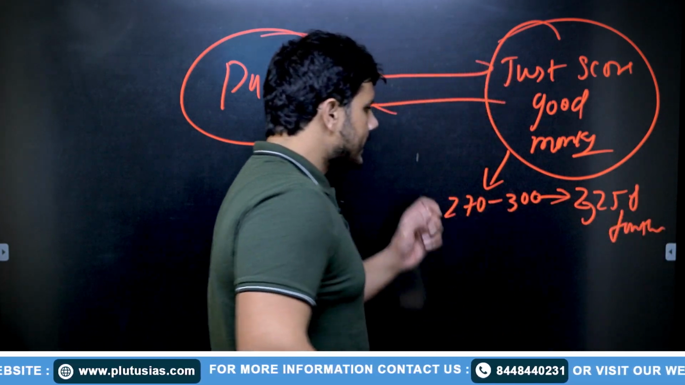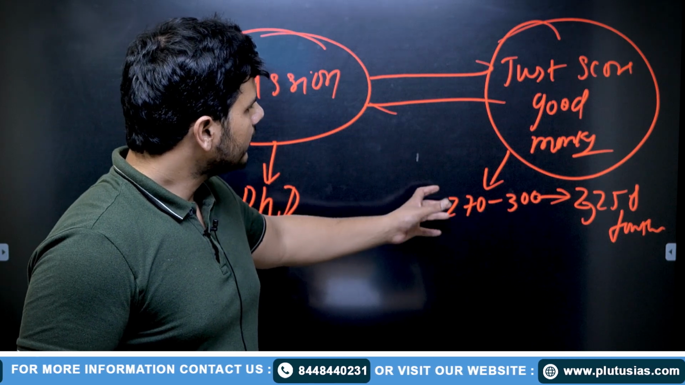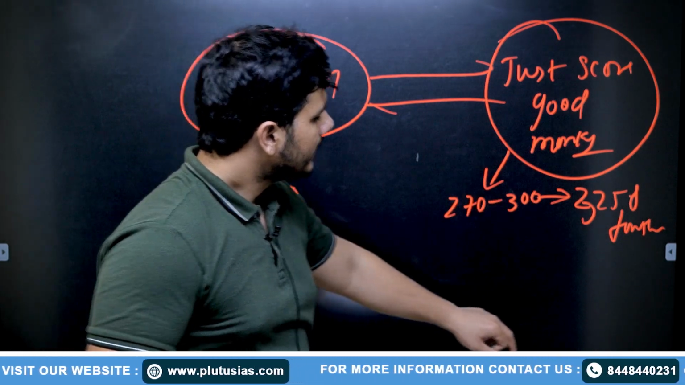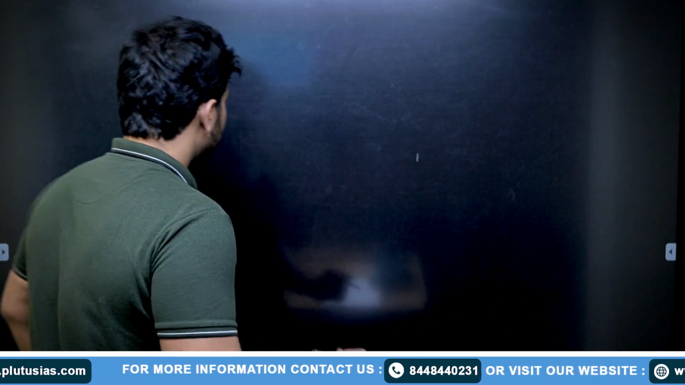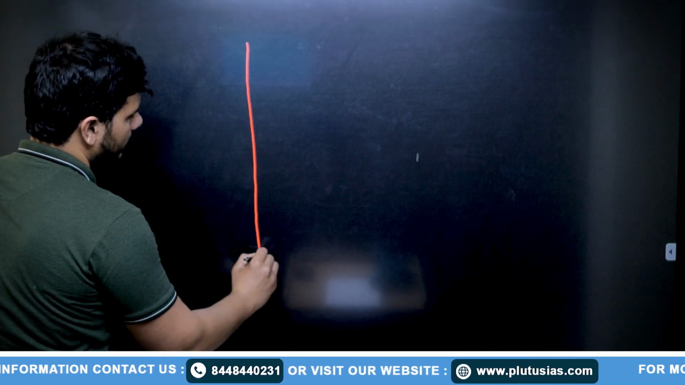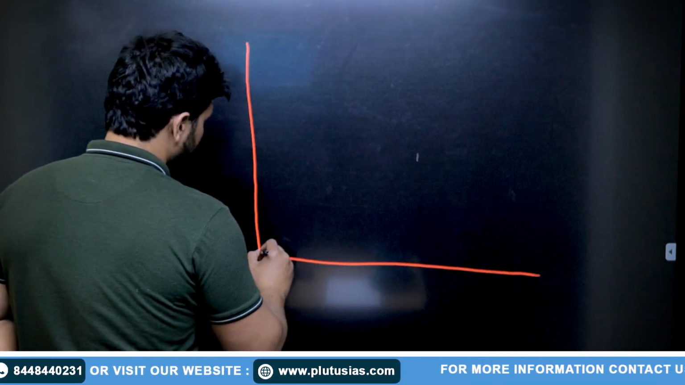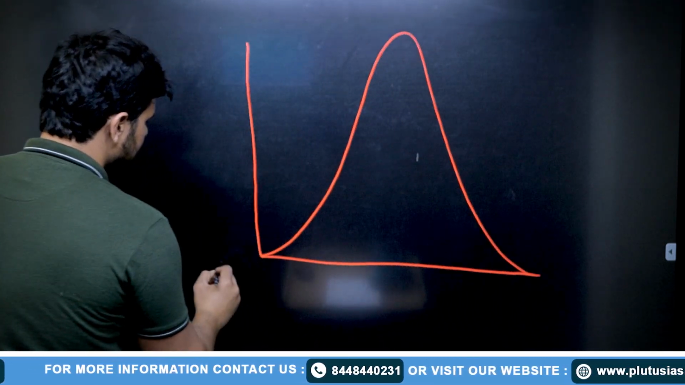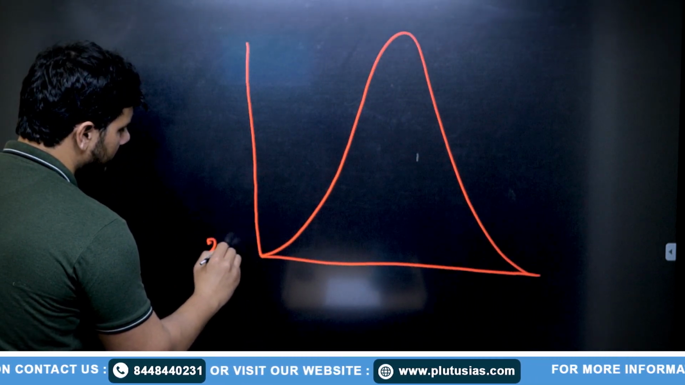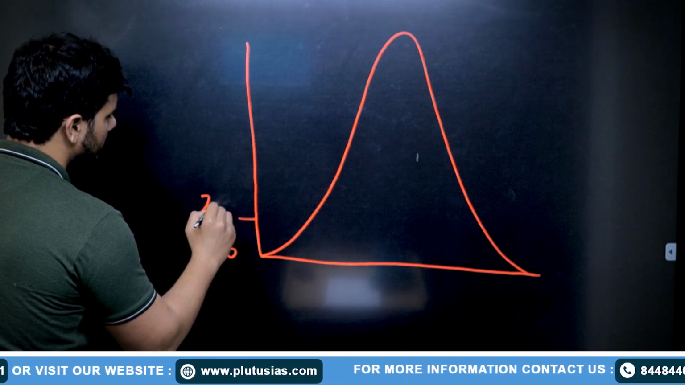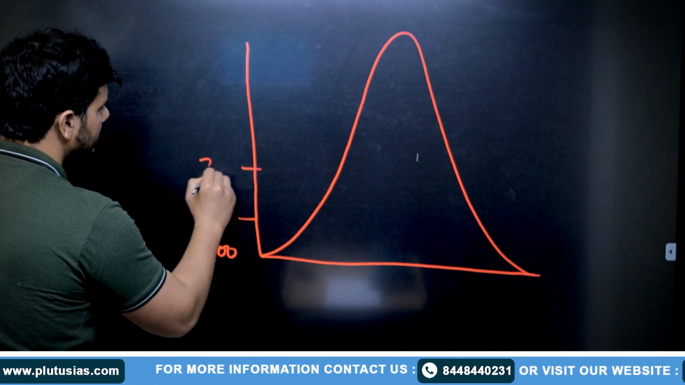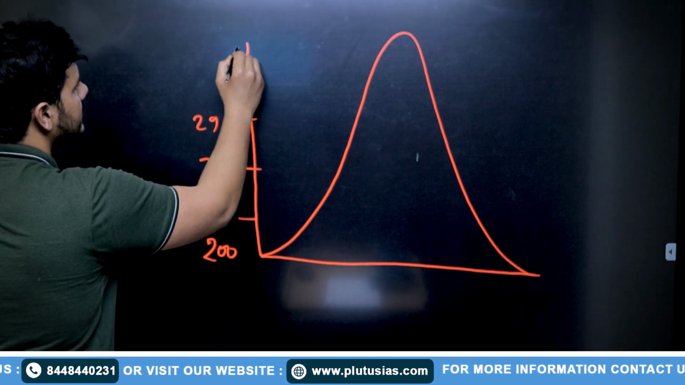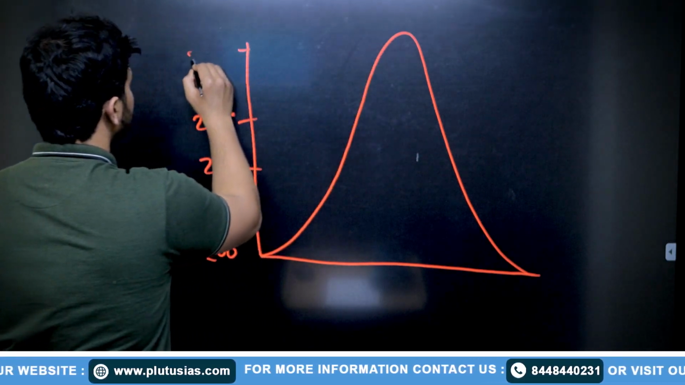So what is the requirement? How can you take a leap of faith from 270 to 300? That will be sequence-wise. Let's see a graph here. You can see it like this: this is some 200 marks, then 230 marks, then 260 marks, 290 marks, and then the topmost layer is 300.